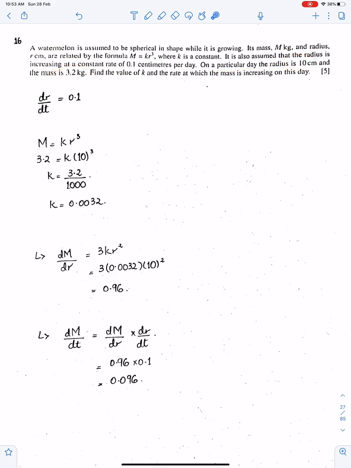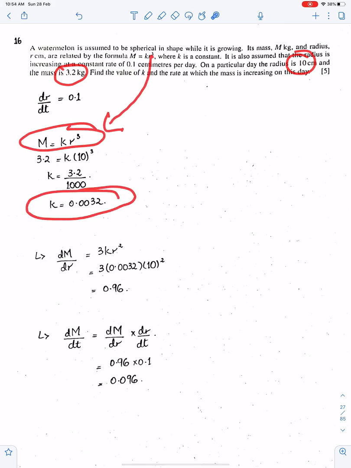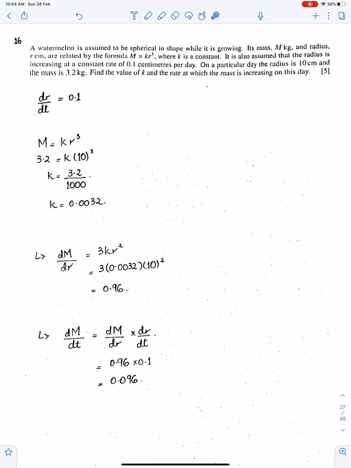This is simple. First, you need to substitute 3.2 and 10 into this equation. So this is the value of k. Now you need to differentiate this m. When you differentiate this m, you will get this thing. This is the differential of m, 3k r square. And when you put k and r as 10, you'll get this thing. This is the chain rule formula. I discussed how to make the chain rule in my first lecture of differentiation in detail. So I'm not going to discuss how to make the chain rule for this relation. So this is the chain rule, and this thing is 0.96 and the numerical value of this is 0.1, so the answer is 0.096.